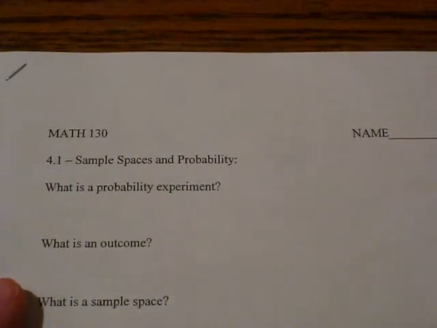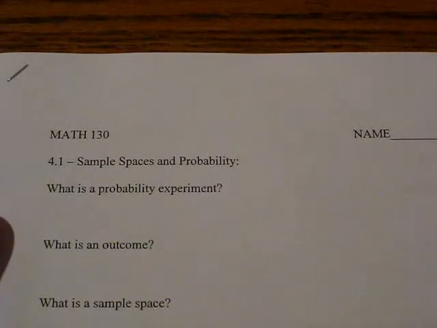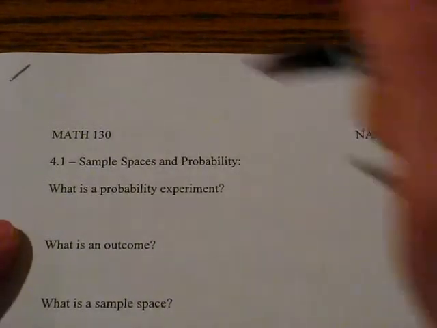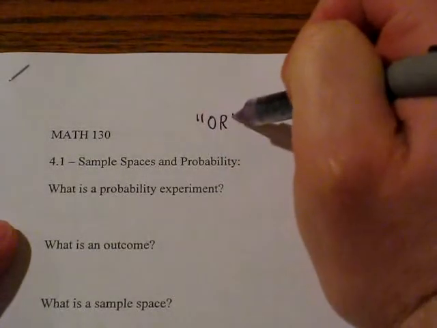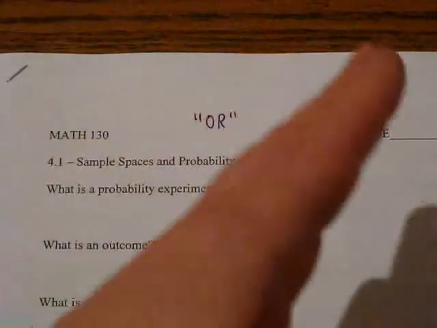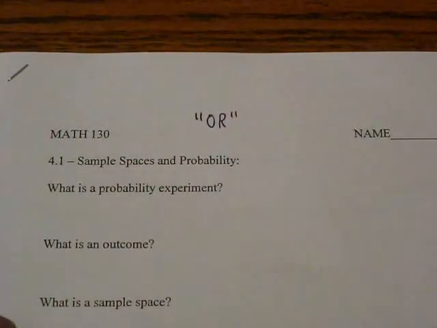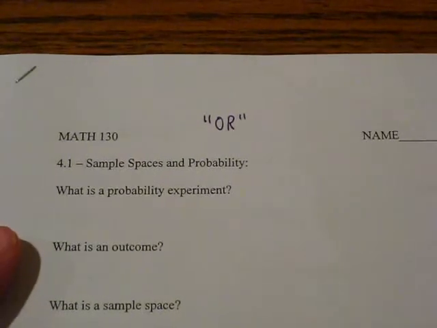Okay, this is Mr. Anderson for Math 130 Statistics. We're going to look at sample spaces and probability. We're also going to spend today looking at OR probabilities. That's going to be our goal for today, to look at the probability of getting this or that. And that basically is going to boil down to things that are mutually exclusive or not mutually exclusive. And we're going to be talking a lot about dice and cards today.